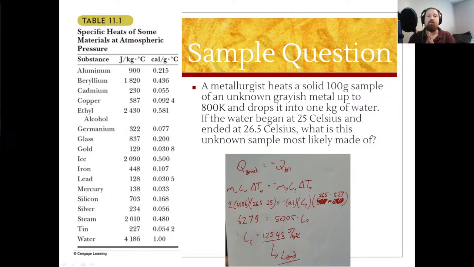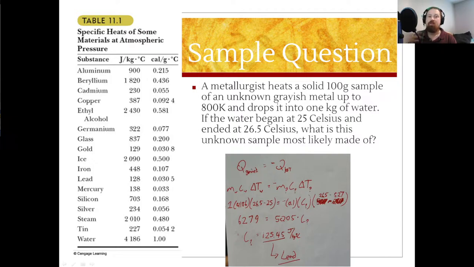All right, so this is Physics 1510, Chapter 11, Part 2. We're going to keep working through the notes, looking at more examples, and looking at some additional concepts. First thing I want to show you is applying Q equals MC delta T and Q gained equals Q lost to a slightly different situation.